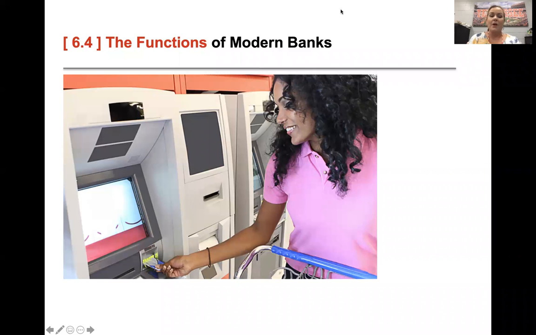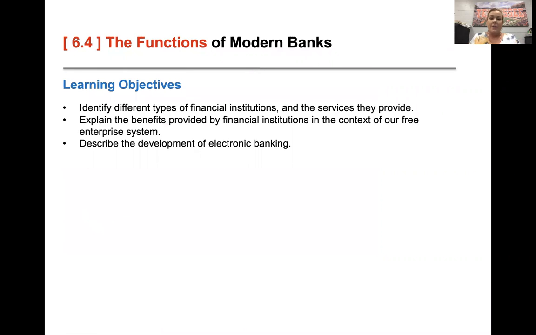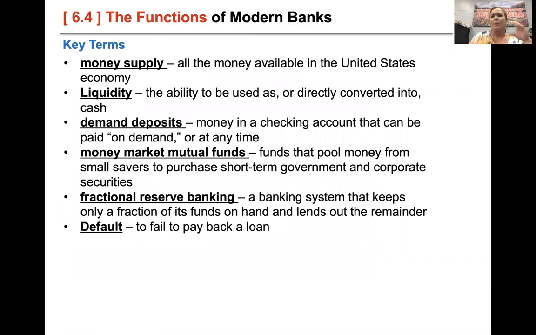Okay, today we are talking about the functions of modern banks. Banking has changed a lot over the last 10 years, 20 years, much less 100 years since the Great Depression. So we're going to talk about a lot of the differences between banking in the past and our modern day banks. We've talked about money supply several times, and remember, money supply is all of the money available in the United States economy, not the amount printed.